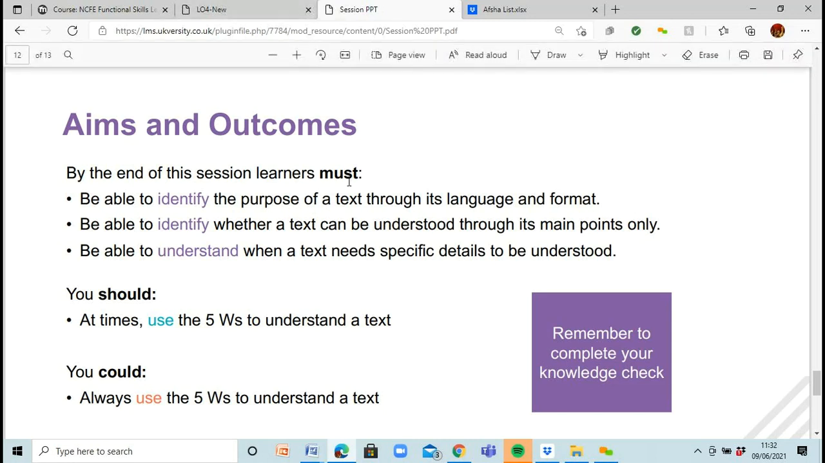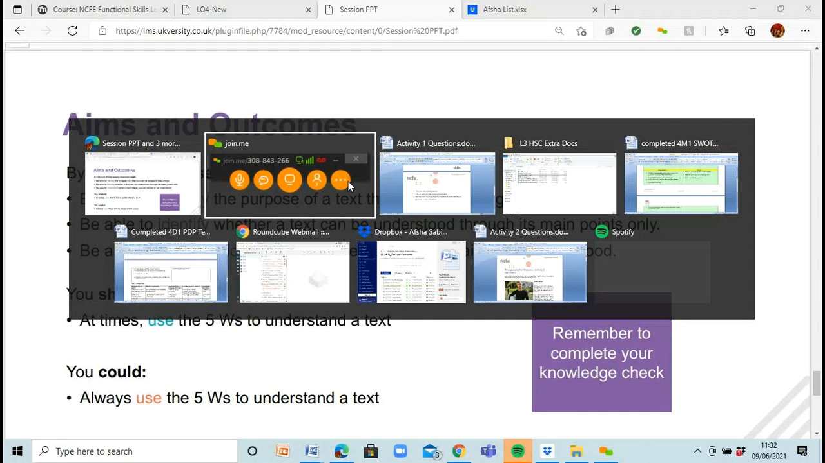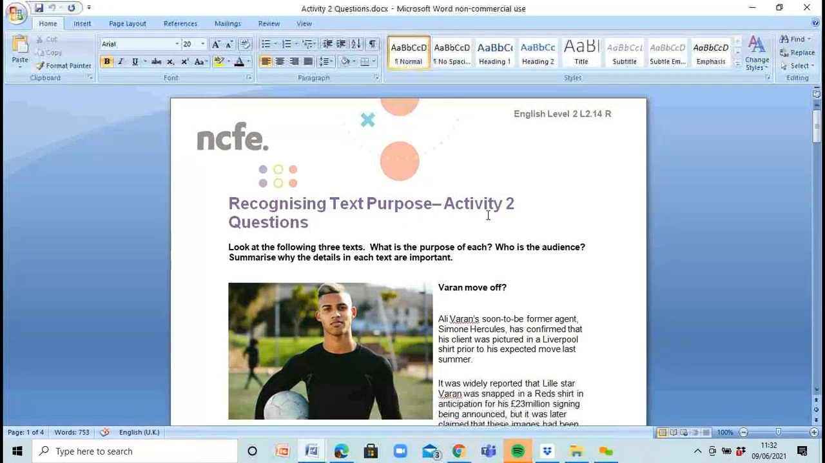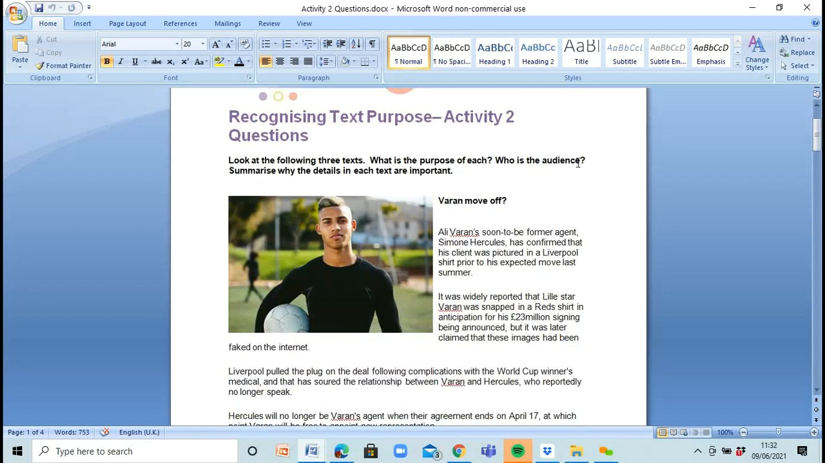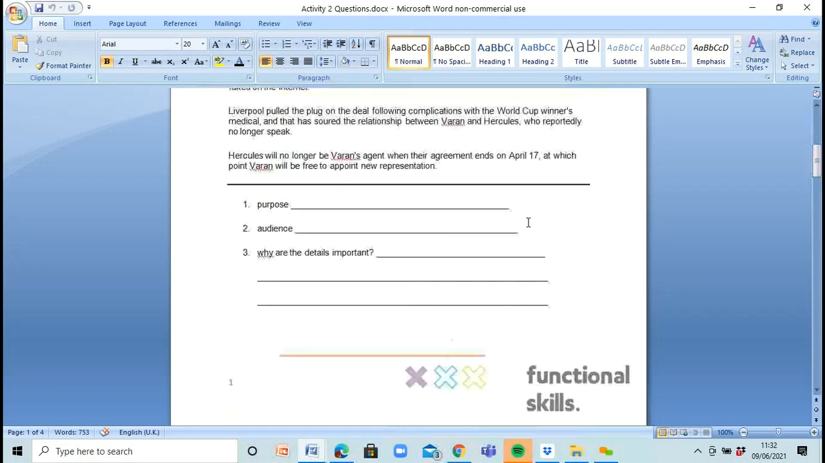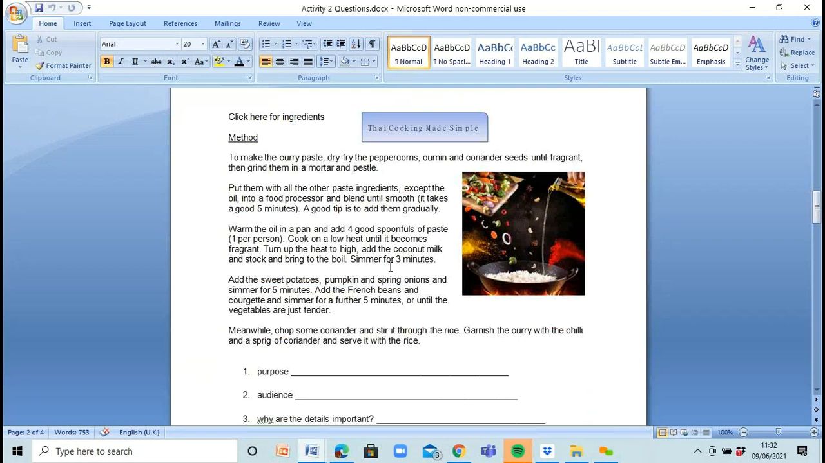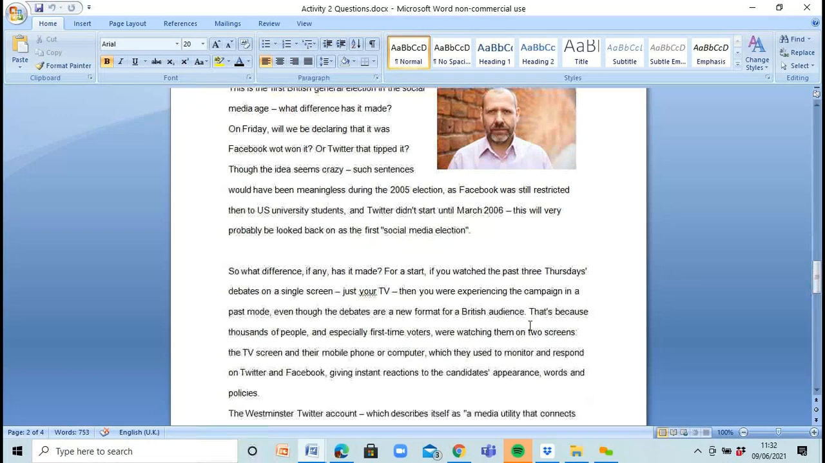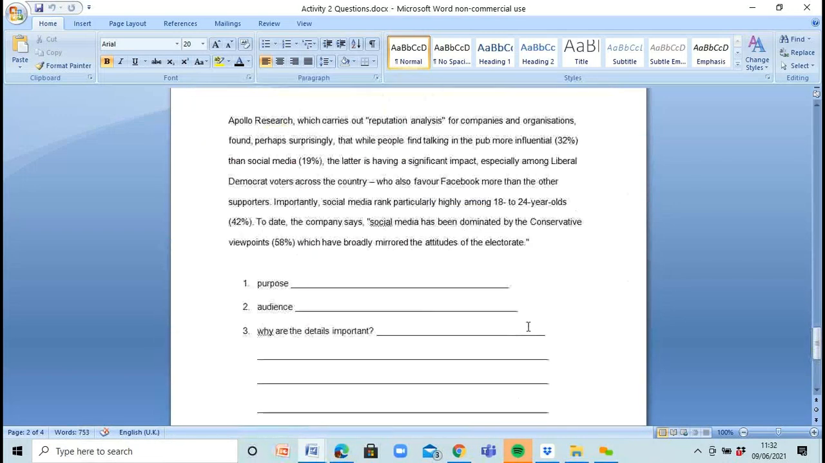So I'm going to go on to the homework that we're going to do. Let's find where it's hiding. There it is. So this is quite similar to activity 1. We're just going to look at the text, and I'm going to go through the first one with you, and I'll give you an idea of what sort of answers I'm looking for. Now, you've got one about a footballer over here. If I scroll down, you've got one about cooking, and then you've got one about the election, and it's got a few questions under each one.